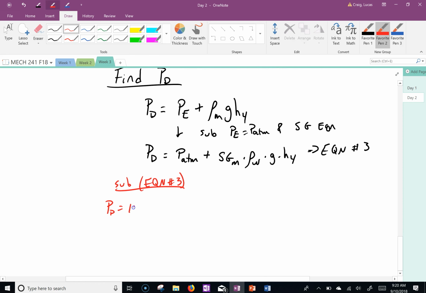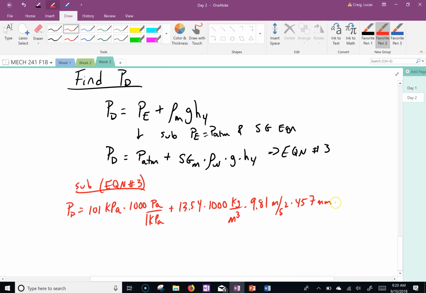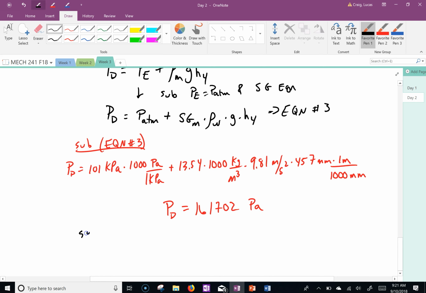So PD equals 101 kilopascals times 1,000 pascals and 1 kilopascal plus 13.54 times 1,000 kilograms per meter cubed times 9.81 meters per second squared times 457 millimeters times 1 meter, 1,000 millimeters. Okay, keep going, right? Because now we can solve what? Equation 2?